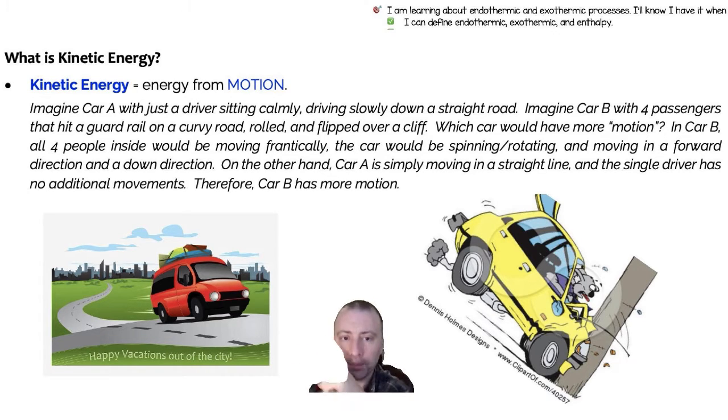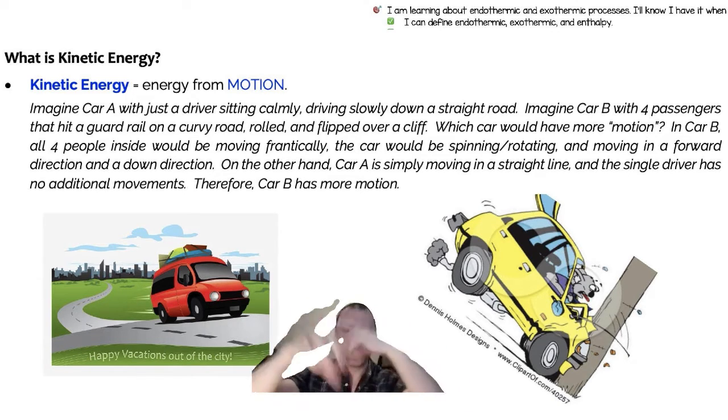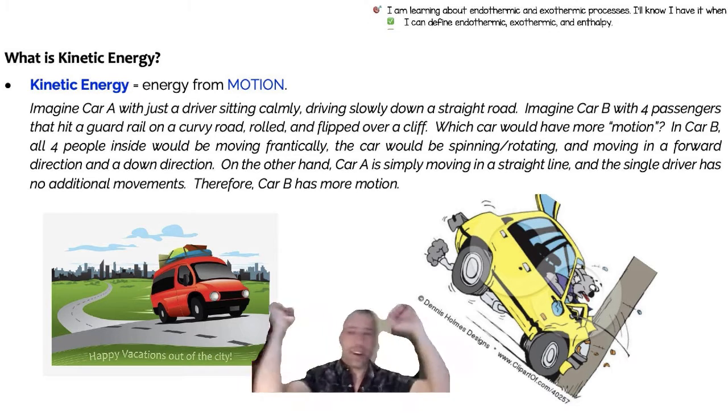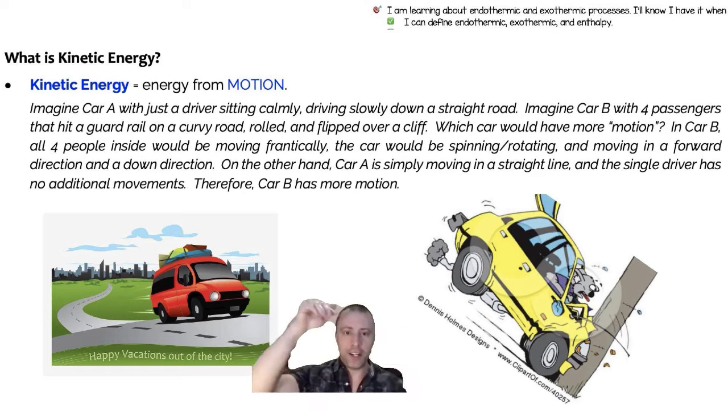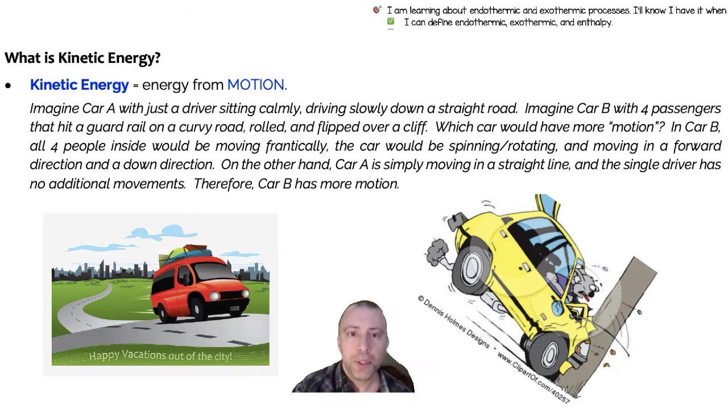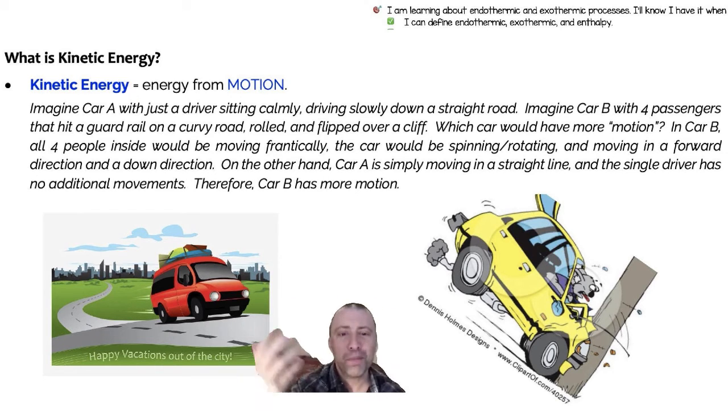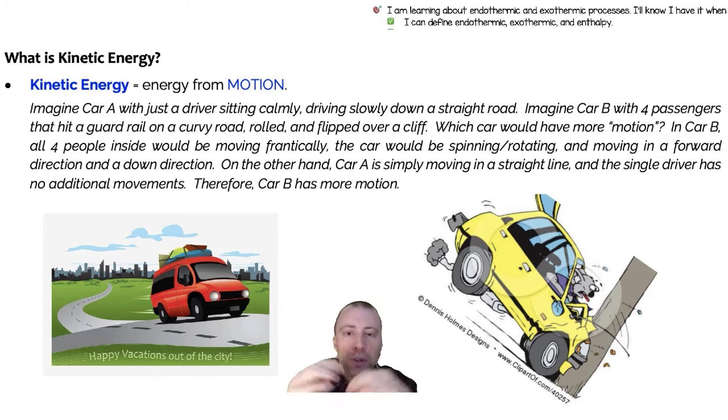Whereas car B, the yellow car over here, got in an accident. It's off a windy, curvy road, and it fell off a cliff, so it's rolling in the air, falling off a cliff. Everyone inside is going every which way, vibrating back and forth, trying to get out, and the car's rotating around, and it's also falling in a straight line. So even if car A on the left was going faster, car B would have overall more total motion if you added up all the different ways that everything inside is moving.